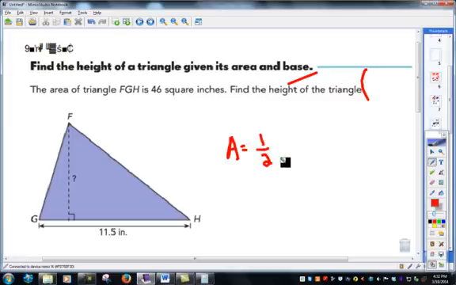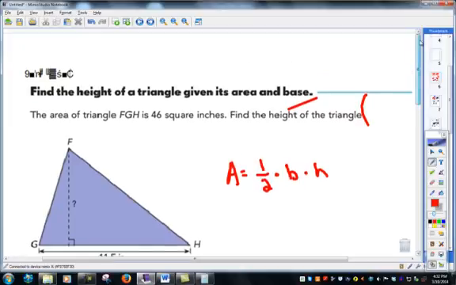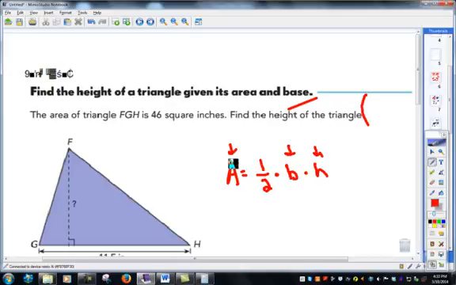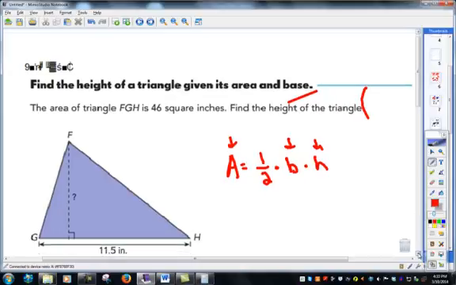You're still going to write your formula: 1/2 times your base times your height. And you're going to know two out of these three things. What I mean by that is you could know the area, you could know the base, or you could know the height, but you're only going to have one unknown. Whereas in these ones here, the unknown was the A. We knew the B and H. Now we're going to know the A, if that makes sense.